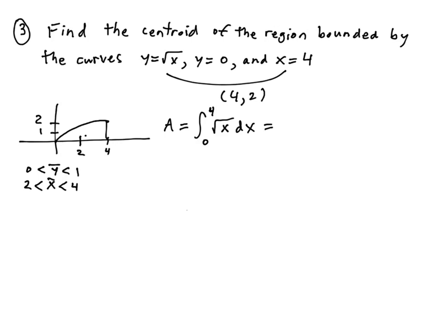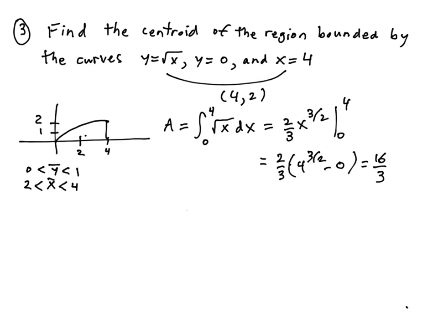So this is going to be 2/3 x to the 3/2, and we're going from 0 to 4. And this is going to equal 2/3 times 4 to the 3/2 minus 0. What's 4 to the 3/2? The square root of 4 is 2. 2 cubed is 8. So we end up with 16/3. So this is the area. We're going to use that later.